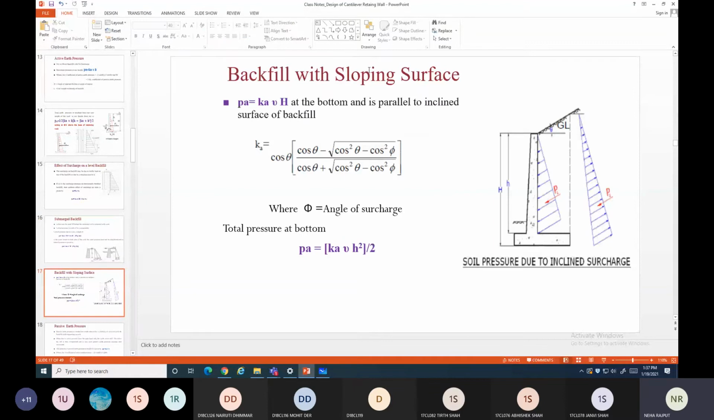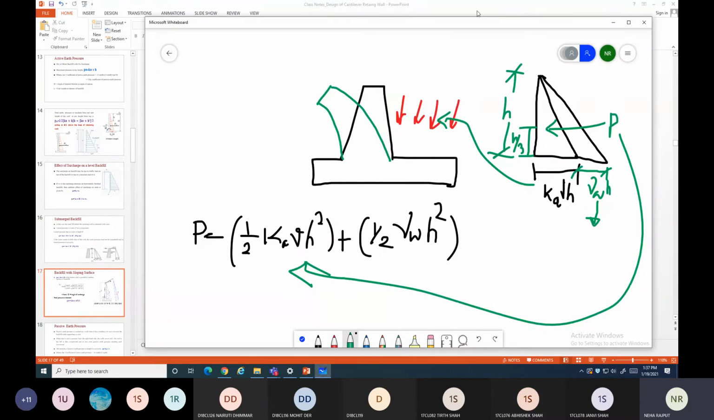Now next is backfill with sloping surface. In that case the backfill is not horizontal. If this is my length view of the retaining wall, generally the backfill is parallel to the length of the wall, and the backfill height is below the height of the retaining wall. But sometimes the soil mass is inclined.